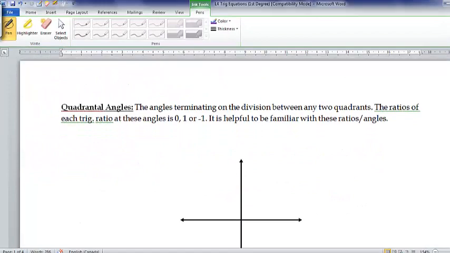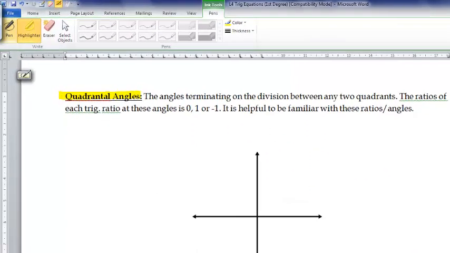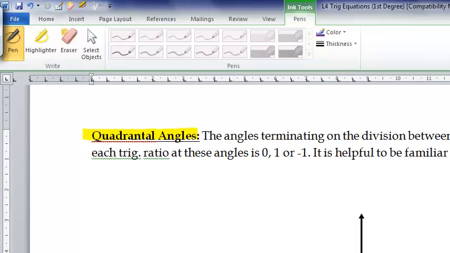Okay, on the back page, the first thing we have here is something that's not really an example, but rather a major concept that you want to know about because it's kind of a weird one. It's called quadrantal angles. Now, sorry, there's other students talking in here.